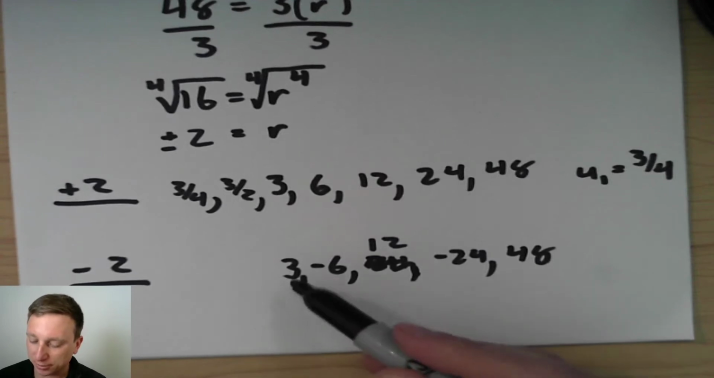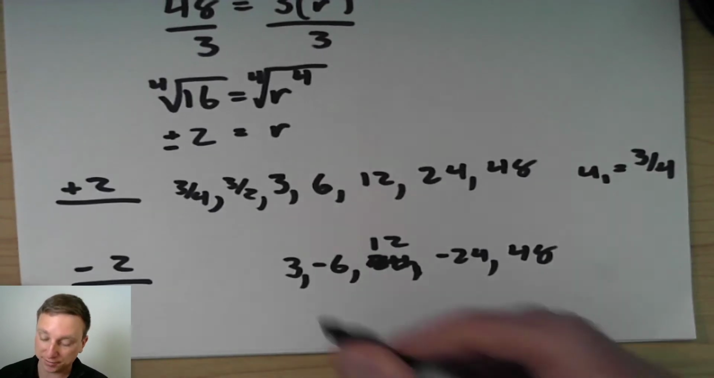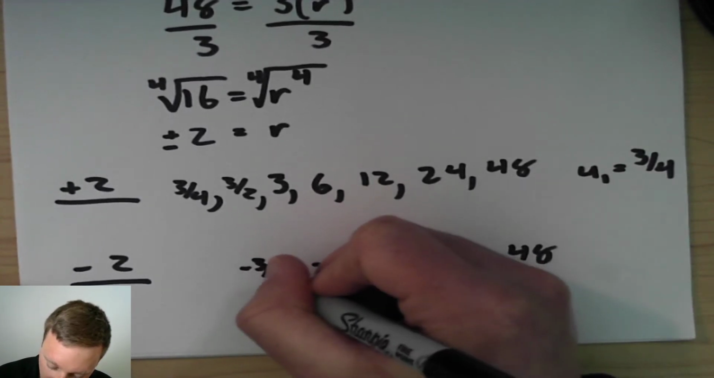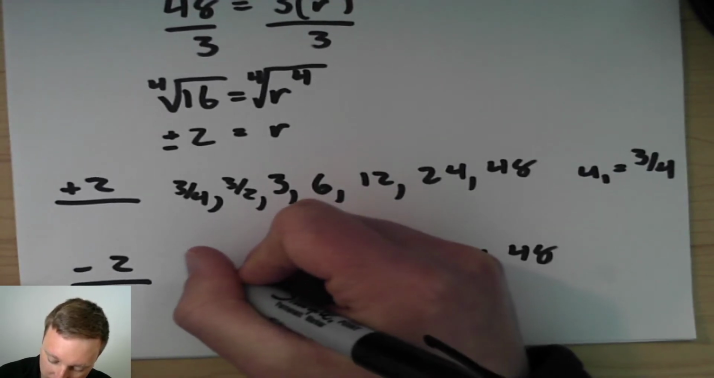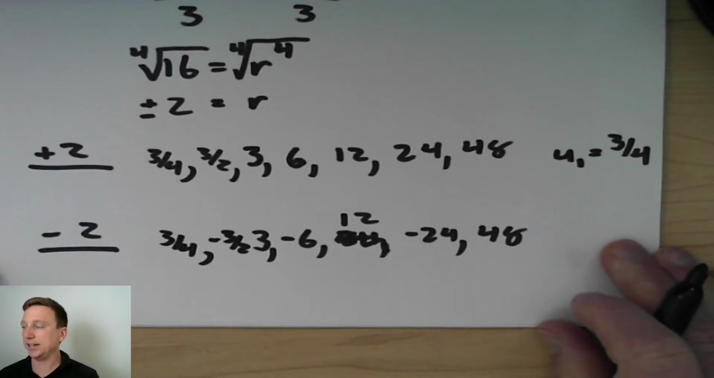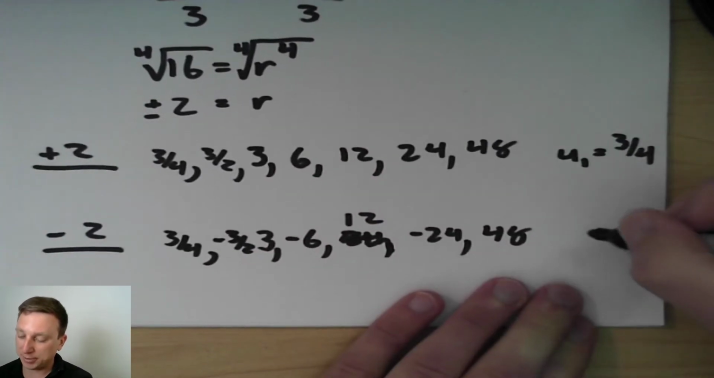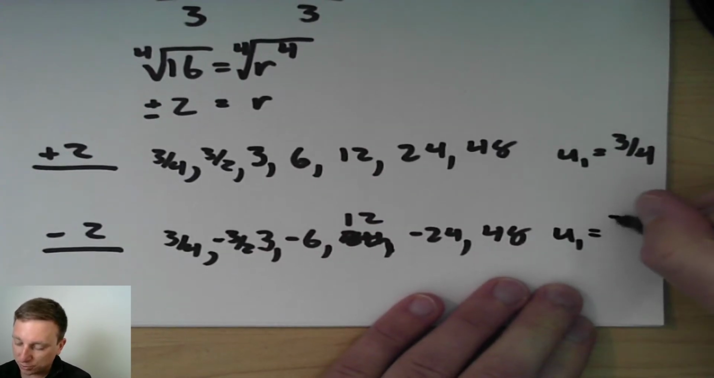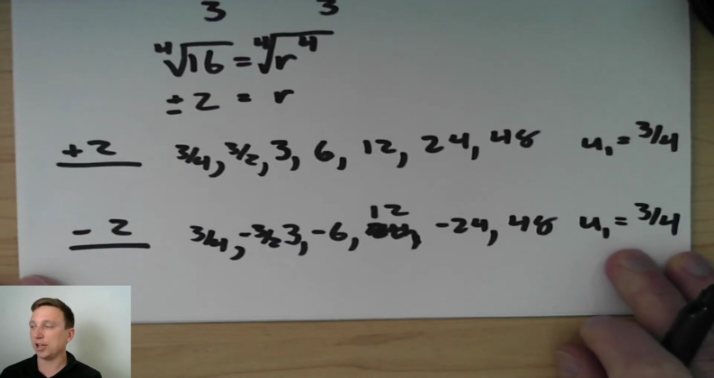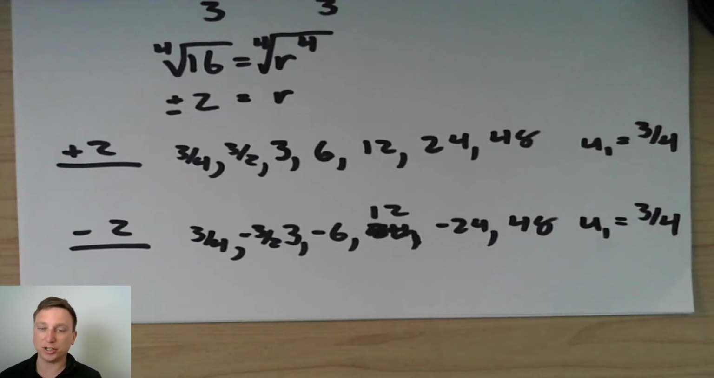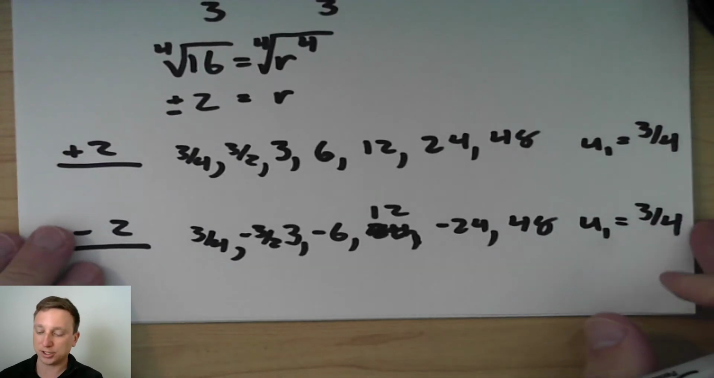So now if we work the other way around, I'm going to start at 3 and divide by negative 2, which gets me negative 3 halves. Divide by negative 2 gets me positive 3/4. So as we can see here, it doesn't matter which sign we chose for r in this case because both of them worked out. U1 is 3/4. I'm sure a lot of you just went with a positive 2 and went on your way. I'm not sure what IB would look for there specifically.